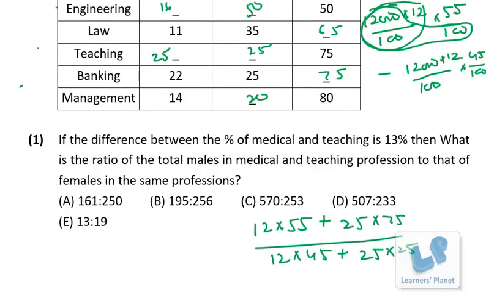We can take 5 common from numerator and denominator. So it is 11, it is 15, it is 9, and it is 5. So in the denominator we have 125 plus 108. So that is 233. So we have an option with 233. So I hope you are clear.